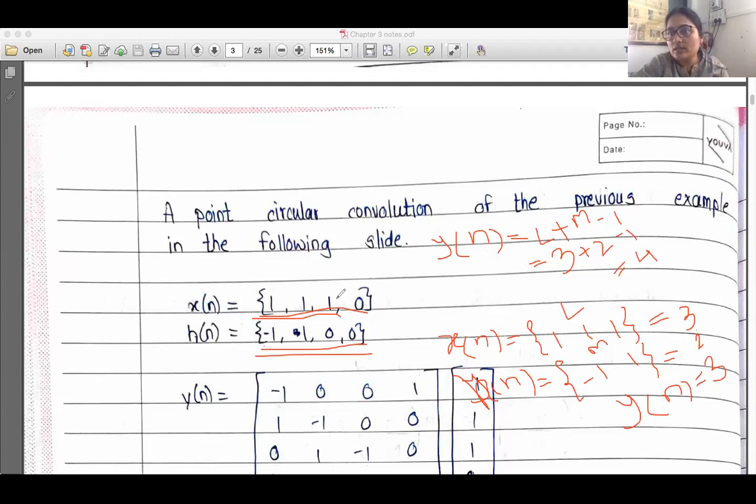That means if the sequence has 3 values, I need 4 values, so I have to add one 0 after the sequence so that its length will be equal to 4. The filter sequence already has 2 values, so I have to add 2 more values, two 0s, so that the length of the filter sequence or impulse sequence is equal to 4, and then I can apply the circular convolution.